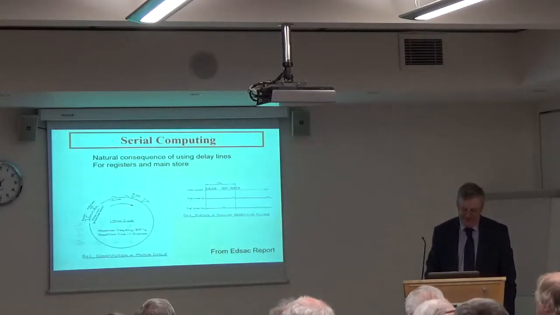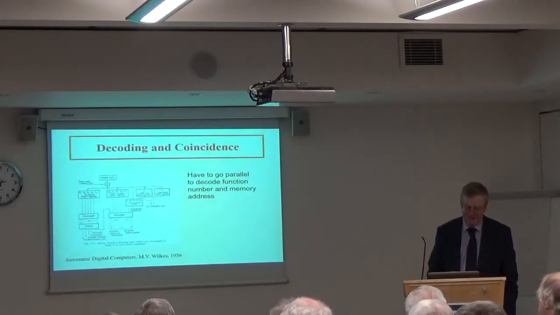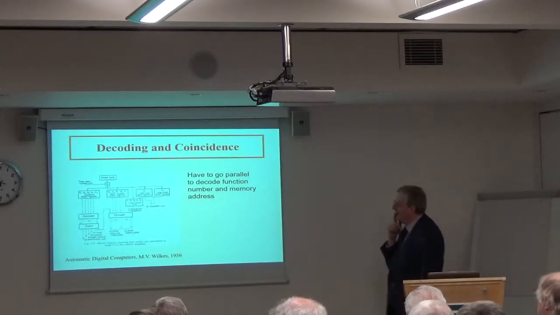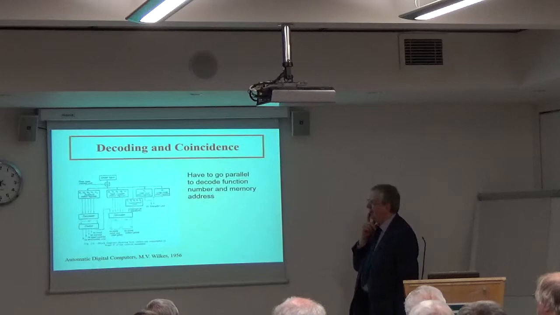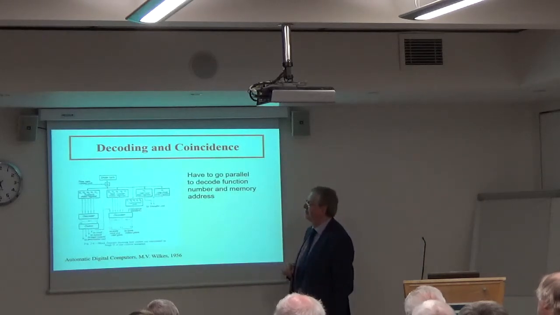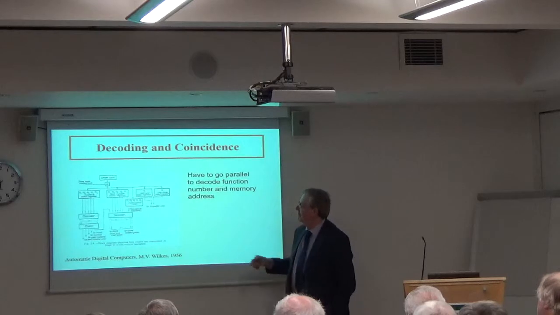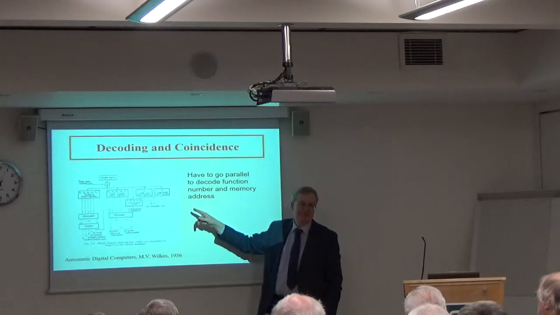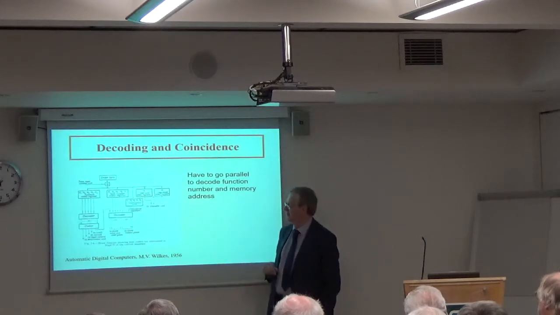So, EDSAC's a serial machine, that's a natural consequence of using the delay lines. However, the machine can't be entirely serial, and the most complex areas of the machine are where you actually need to look at some of the data in parallel. So all the arithmetic is serial. But if you want to address store, or you want to decode an instruction, you actually have to capture the whole instruction code as a parallel series of digits, so you can put it through a decoder tree.